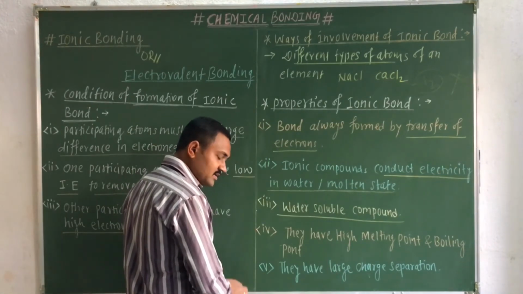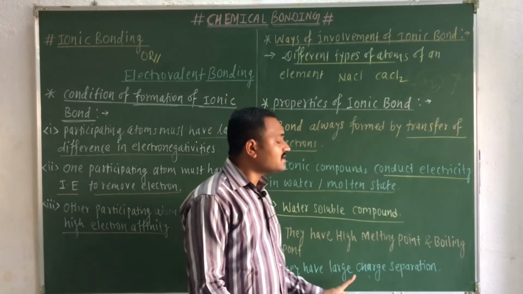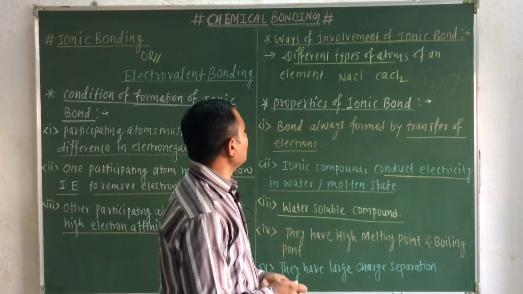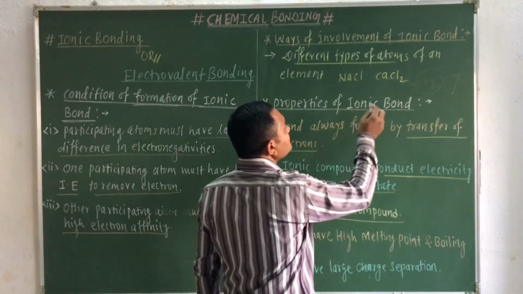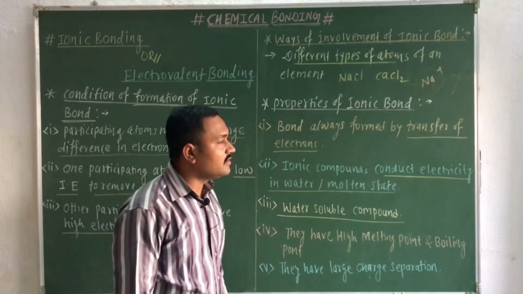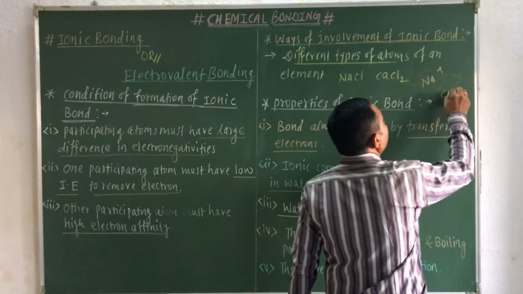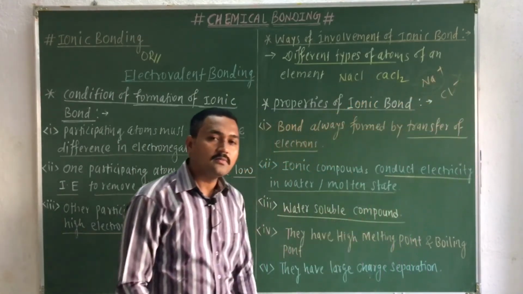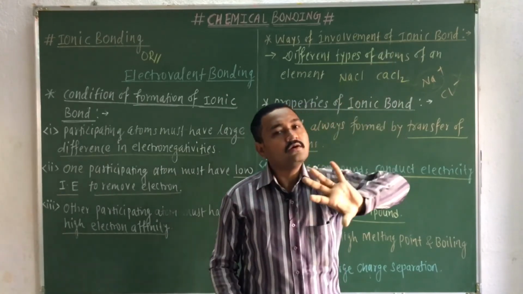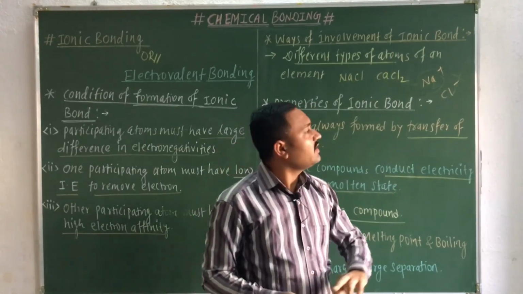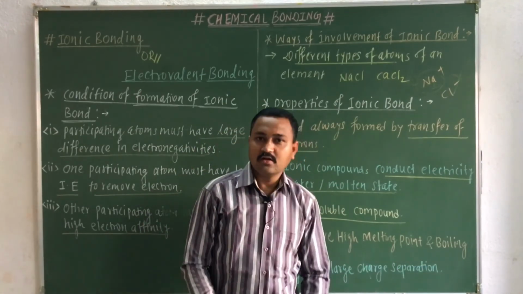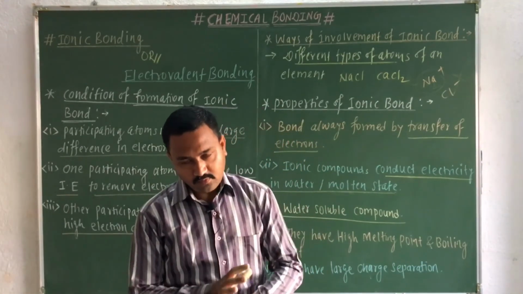Fifth, they have a large charge separation. Now you know that sodium loses its electron and has a 1 plus charge, while chlorine gains the electron and will have a minus charge. So there is a charge separation. One atom will have a plus charge, the other will have a minus charge. So they have charge separation. That's it. So these are a few properties of ionic compounds.